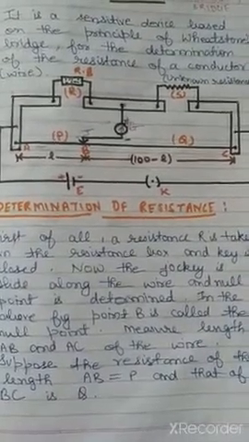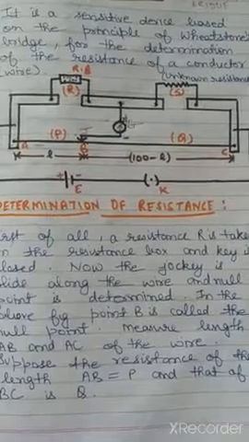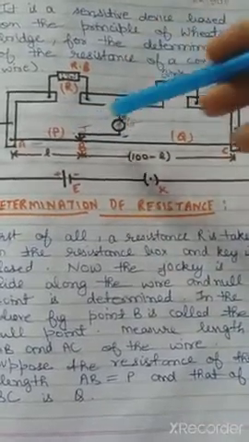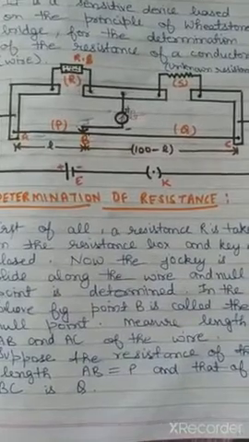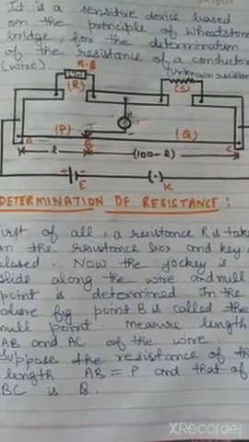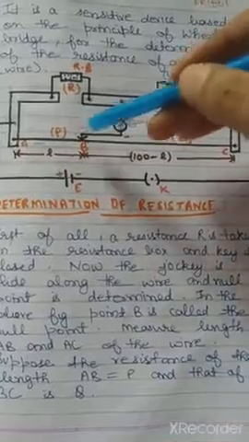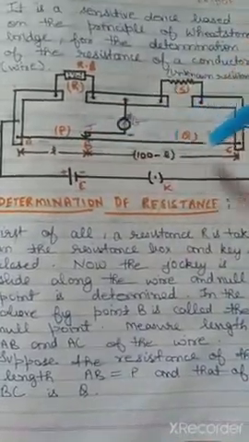So here in physics also we have a jockey, but this jockey slides on this wire. The shape of it is like a pen, and it is a metal rod with one end as a knife edge, and that knife edge will be touched on this wire.